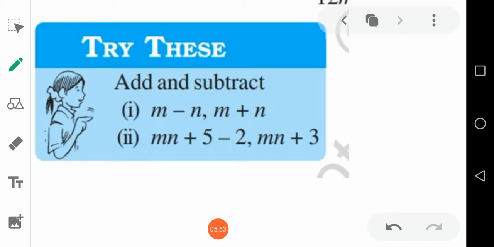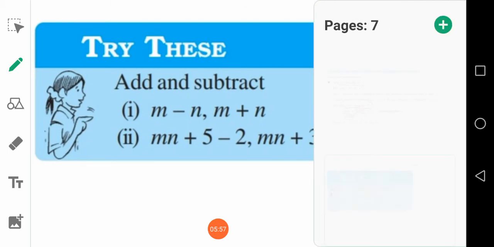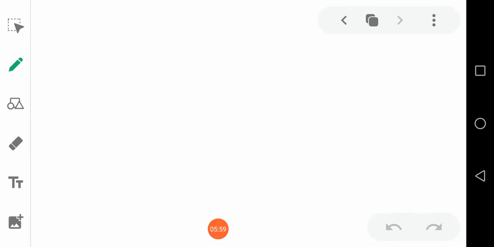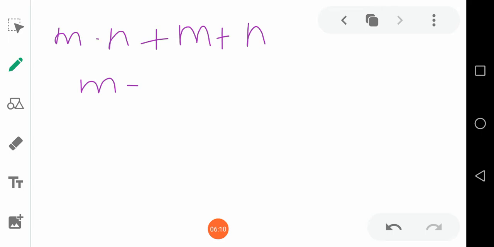Add and subtract m minus n and m plus n. So, how will you do m minus n and m plus n? I will do it for you. m minus n, you are going to add it. It's plus. So, now what you have to do? You have to collect all the like terms. Like terms together with the sign. Whatever sign is there before that, you have to write it.